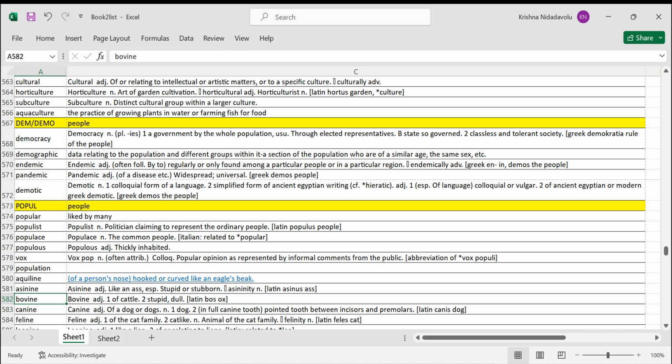Feline. Feline is related to cats. Cat family. A cat walks in a very stylish way, right? And a cat is very agile. Okay. We can say performers moved across the high wire with feline grace and agility. Okay. Cat is a very agile animal.